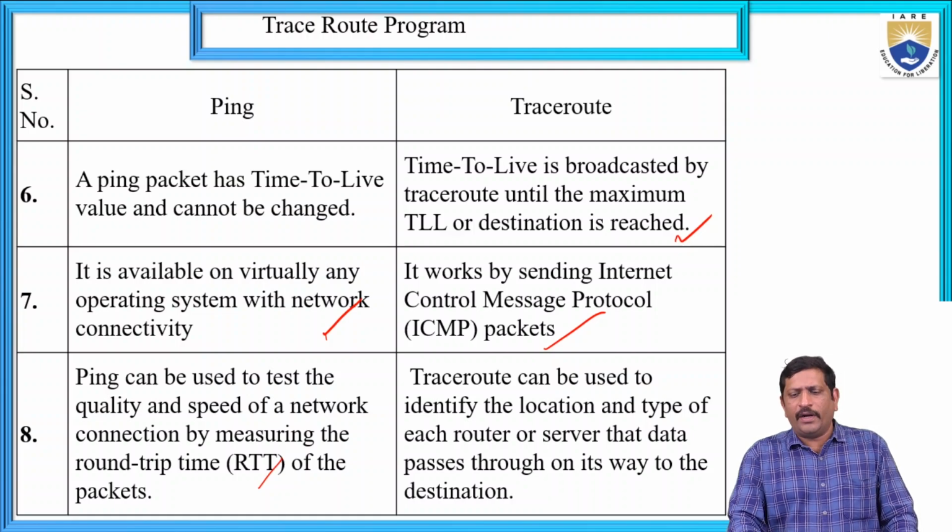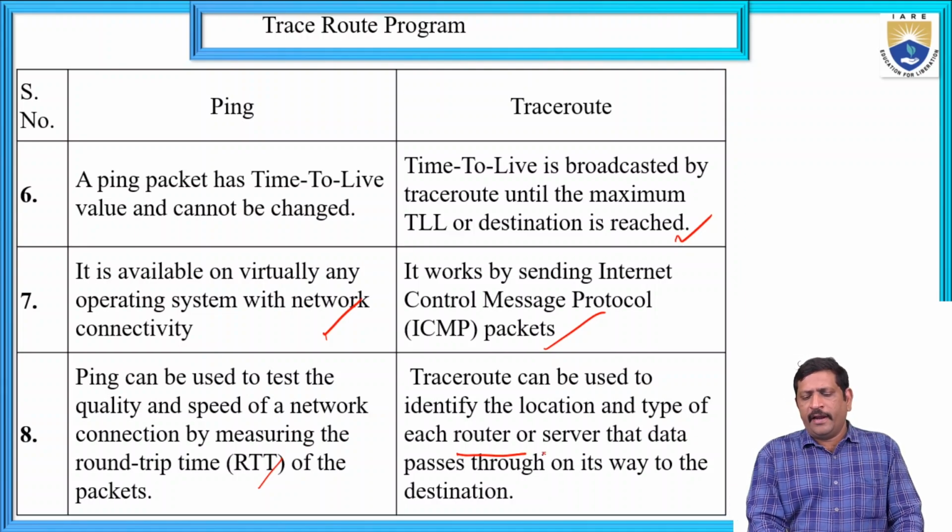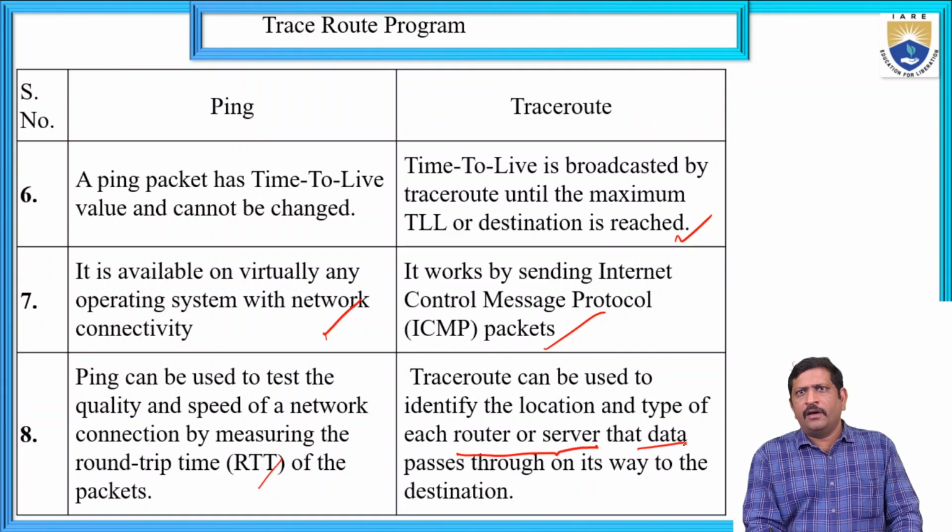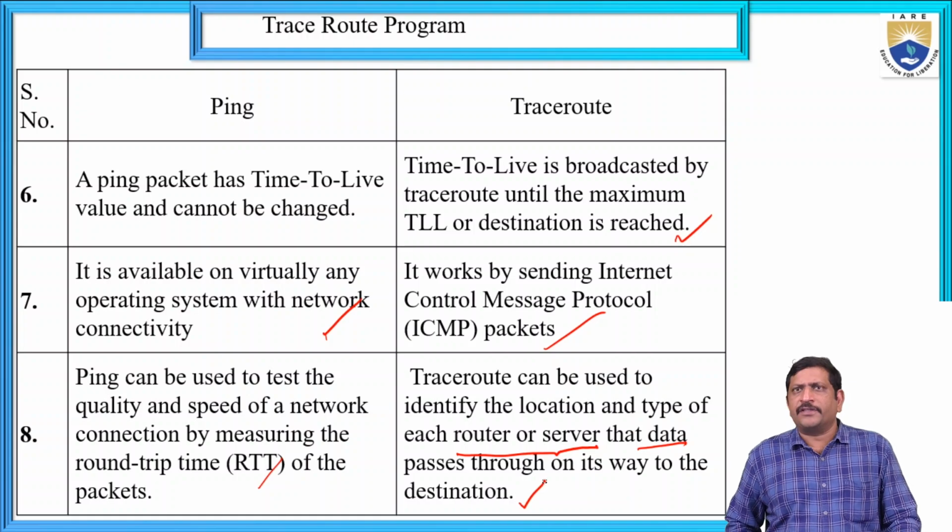Here is what traceroute is doing. It can be used to identify the location of the host machine, and also to identify the type of each router, what type of routers we are using between the source and destination. So the type of routers or servers can be identified. Whether the data is processed or not through the routers we have found can be found on its way to the expected destination.